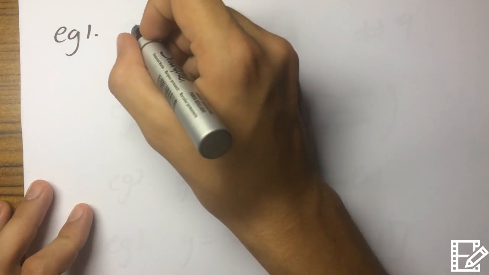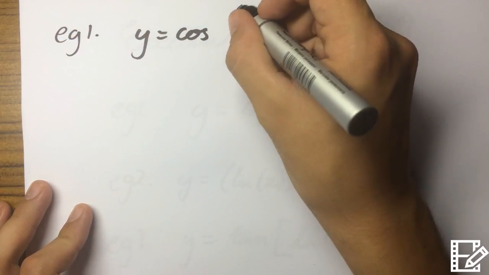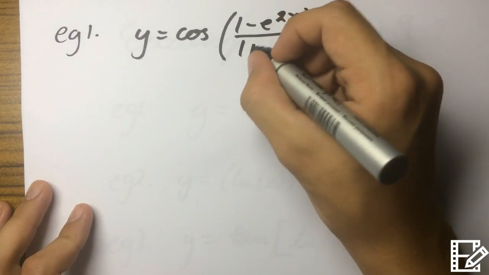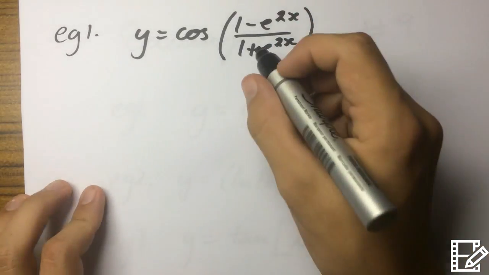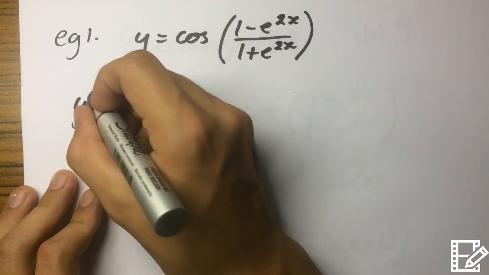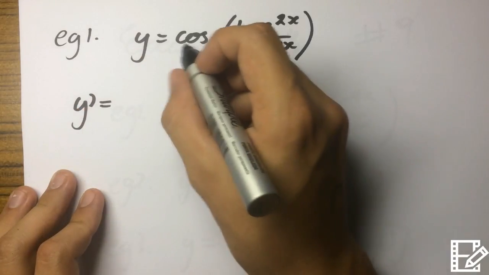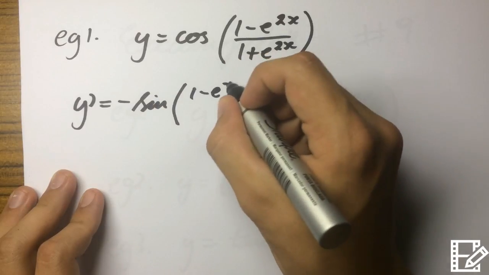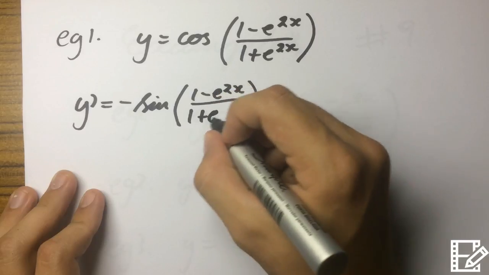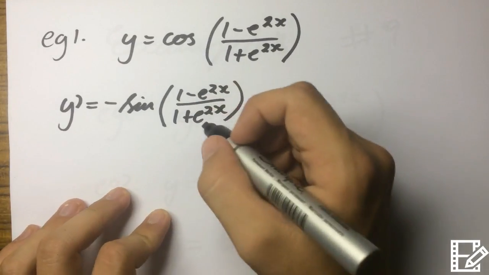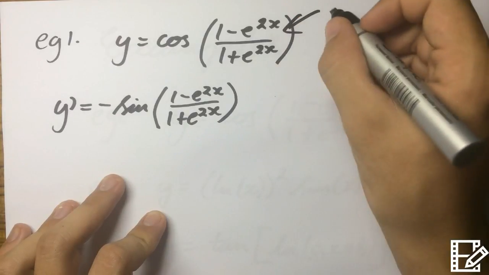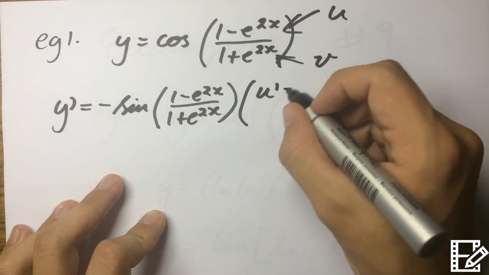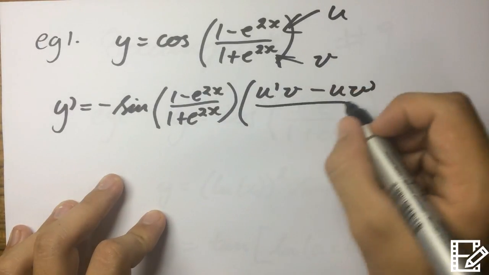Example 1, we have y equals cos of (1 minus e^2x) over (1 plus e to the power of 2x). We're going to use the chain rule to solve this. It will be the derivative of the outside function, negative sine of (1 minus e^2x) over (1 plus e^2x), because the inside stays the same, and then we find the derivative of the inside. So we're going to label this part u and this part v. Then it's going to look like u dash v minus u v dash over v squared.